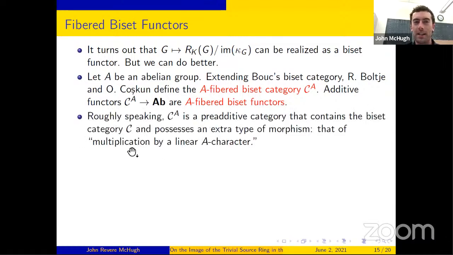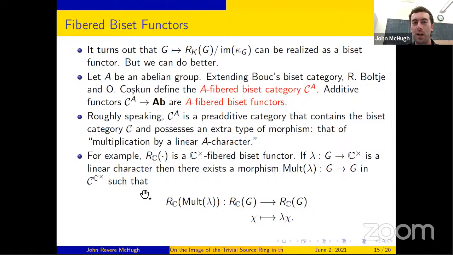And the basic idea is that C to the A contains the original biset category C. The objects are the same. It's still all finite groups, but there's an extra type of morphism that represents multiplication by a linear A character. So if we work with the A-fibered biset category, we're allowed one extra operation from representation theory. You can multiply by a linear character.